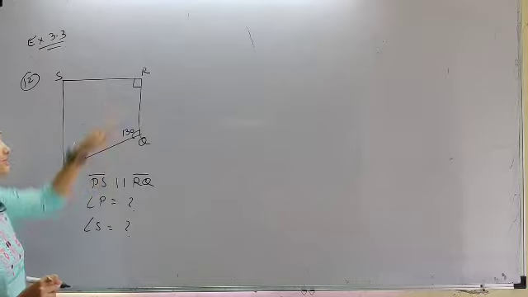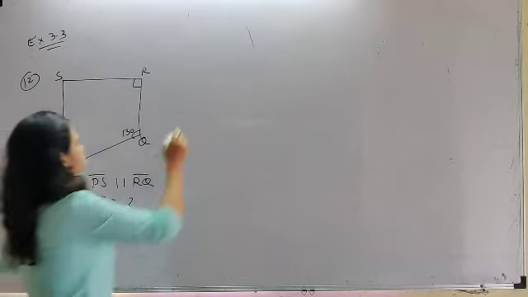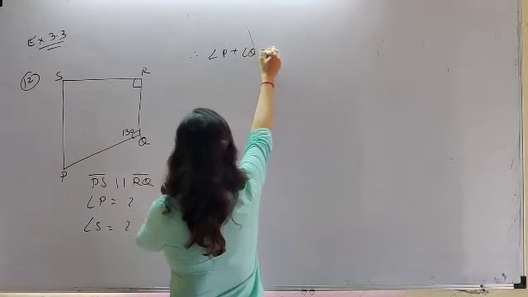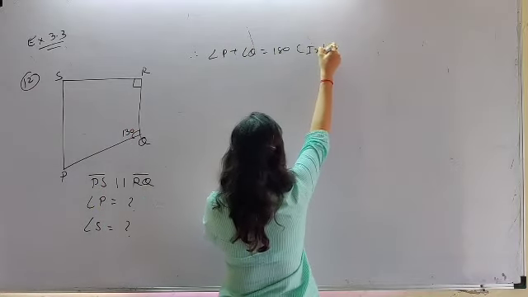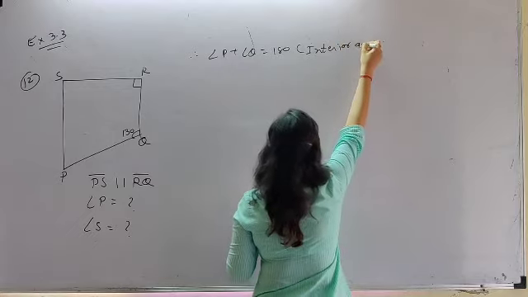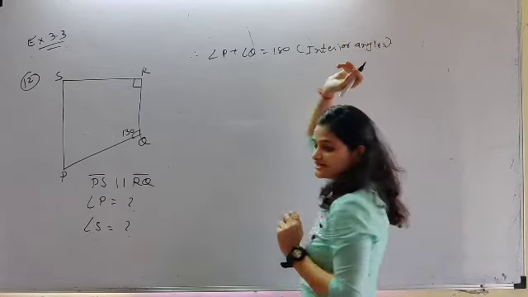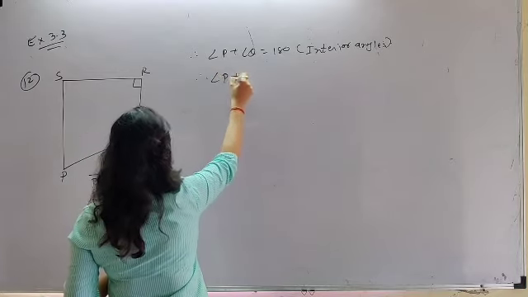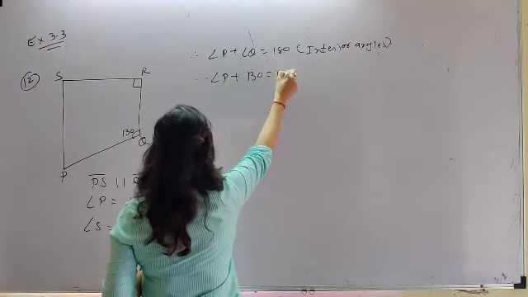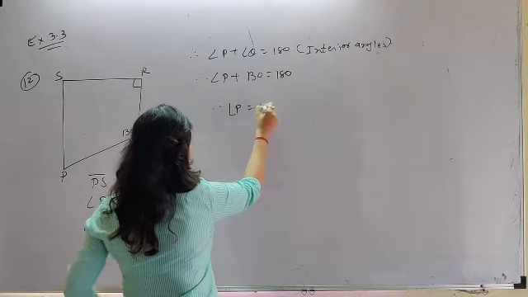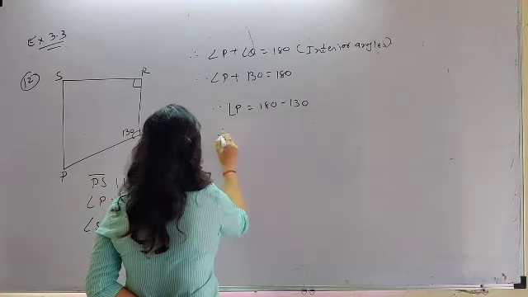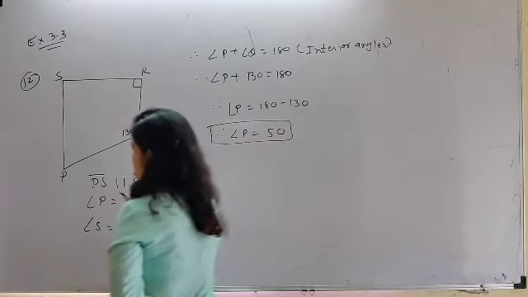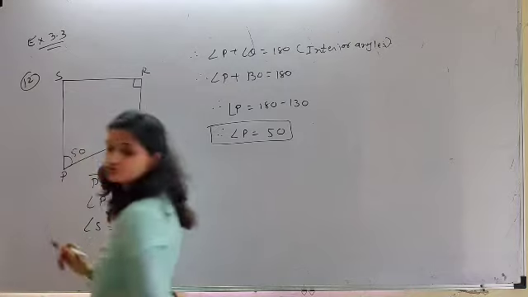So here PS is parallel to RQ. So angle P plus angle Q is equal to 180. They are interior angles on the same side of the transversal, so they are supplementary. So angle P plus 130 is equal to 180. So angle P is 180 minus 130. Angle P is equal to 50. So this angle is equal to 50.